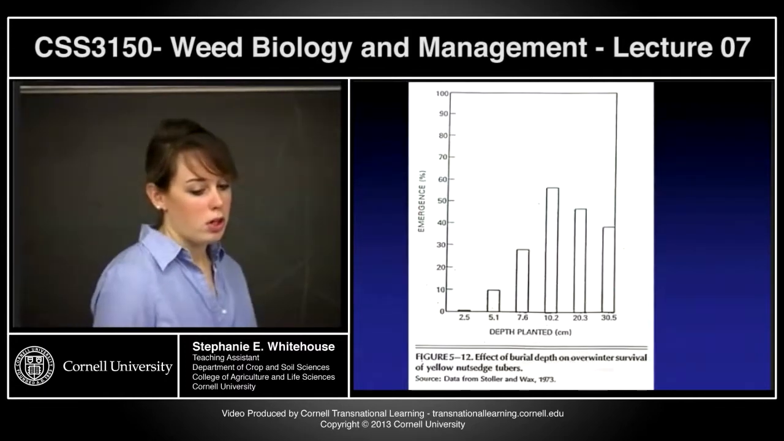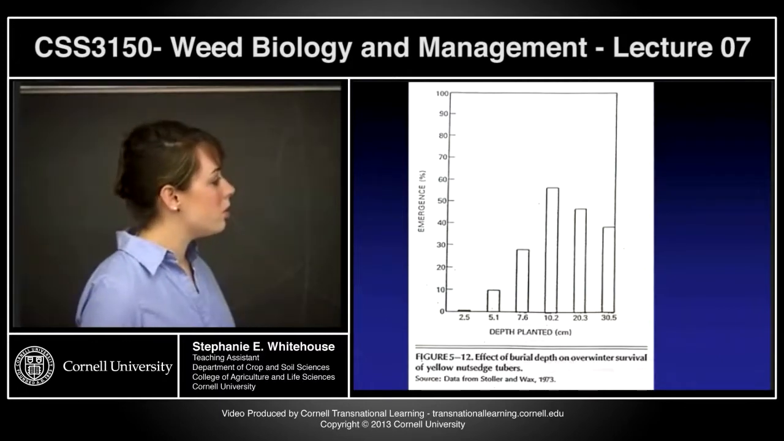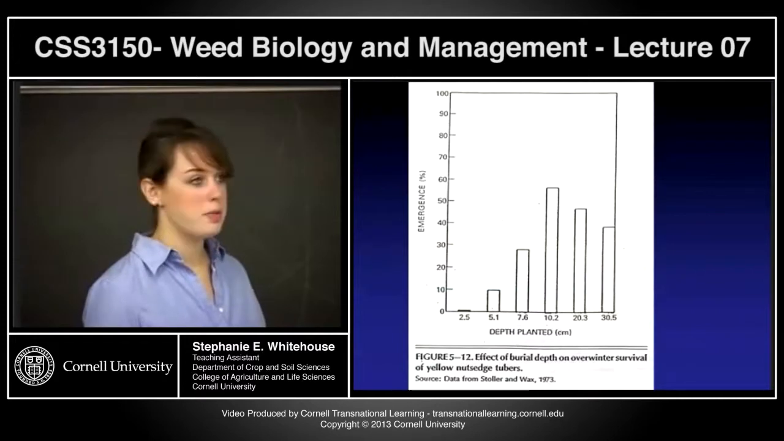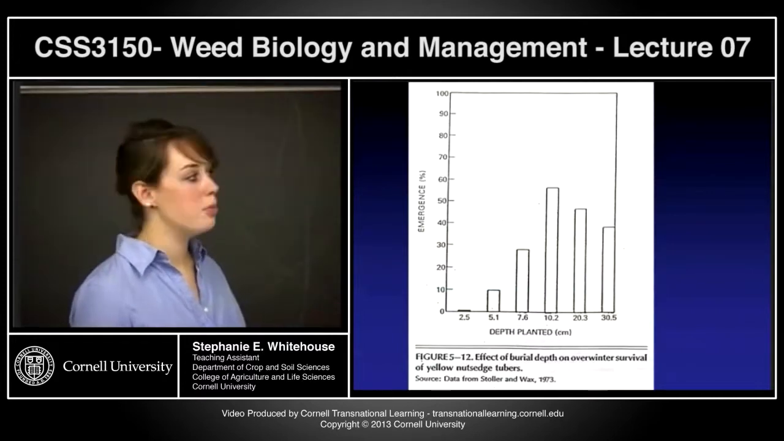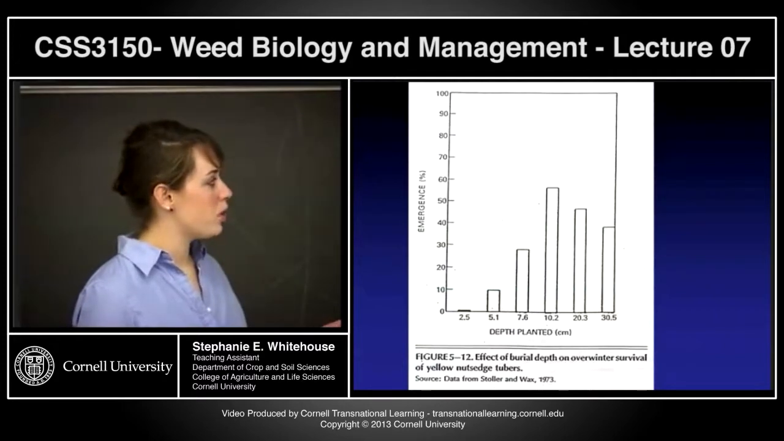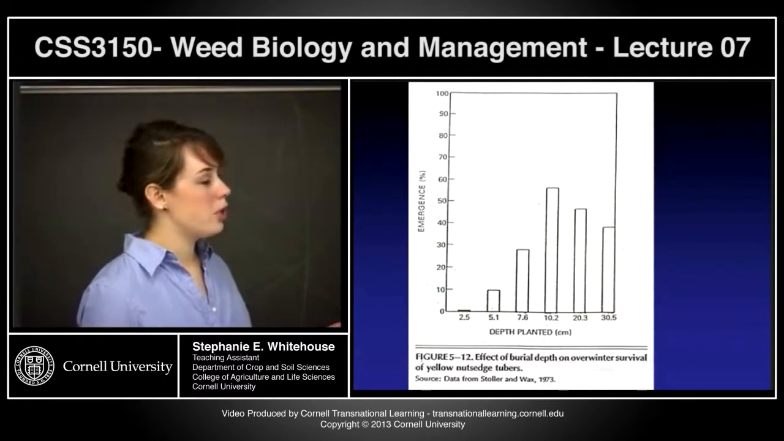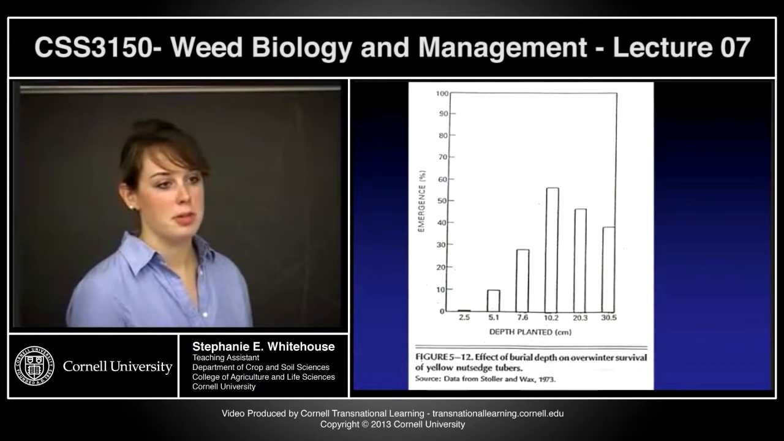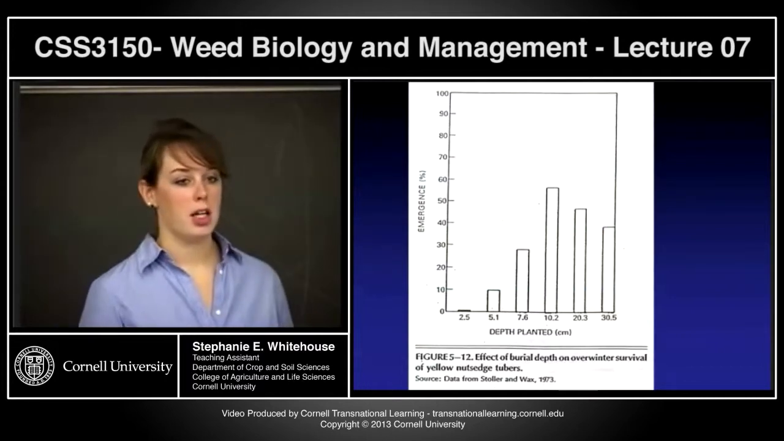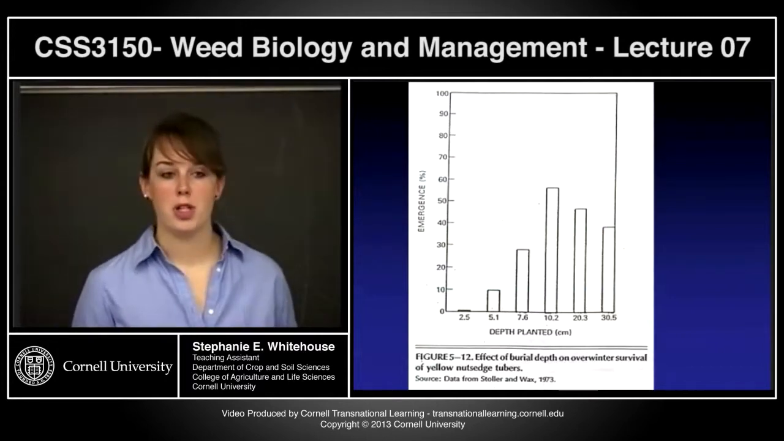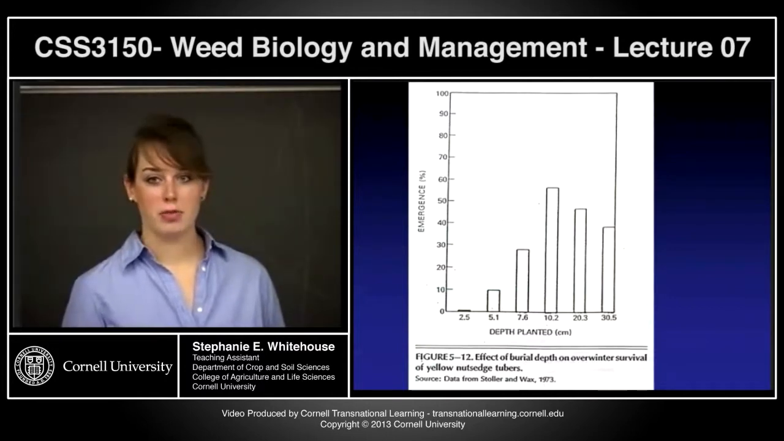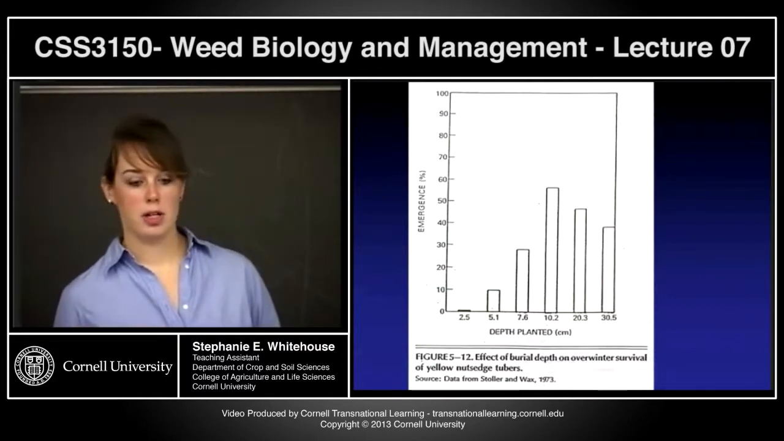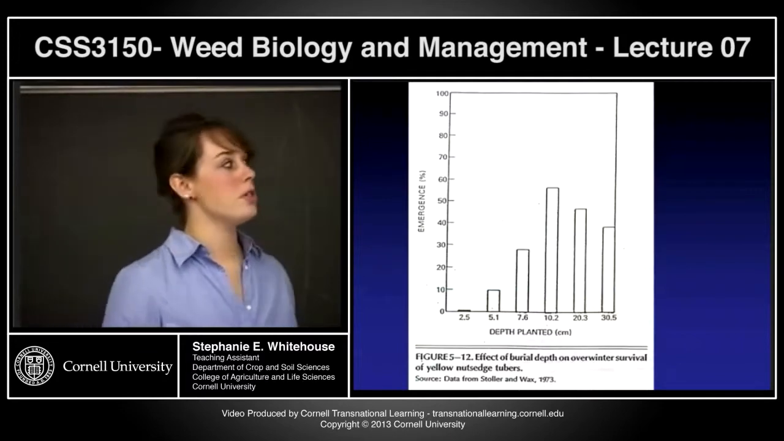Again, looking at tubers of yellow nutsedge, it was a similar sort of experiment, but using a single-sized tuber and planting it at different depths. It seemed to be happiest when planted at about 10 centimeters. This also gets at recognizing that different species have different optimum depths of burial for their seeds and for their rhizomes, which we talked about on Tuesday.